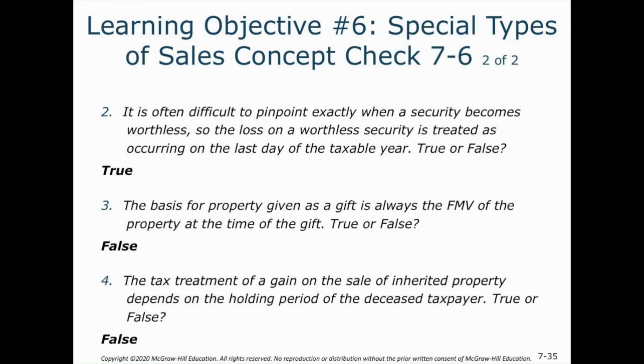unless it's going to be for transferring for a loss, then we're going to mitigate that loss by using fair market value. And concept check 4 here: the tax treatment of gain on the sale of inherited property depends on the holding period of the deceased taxpayer, and that is false. We're going to have fair market value or a step-up basis, and we're also going to have a long-term holding period.